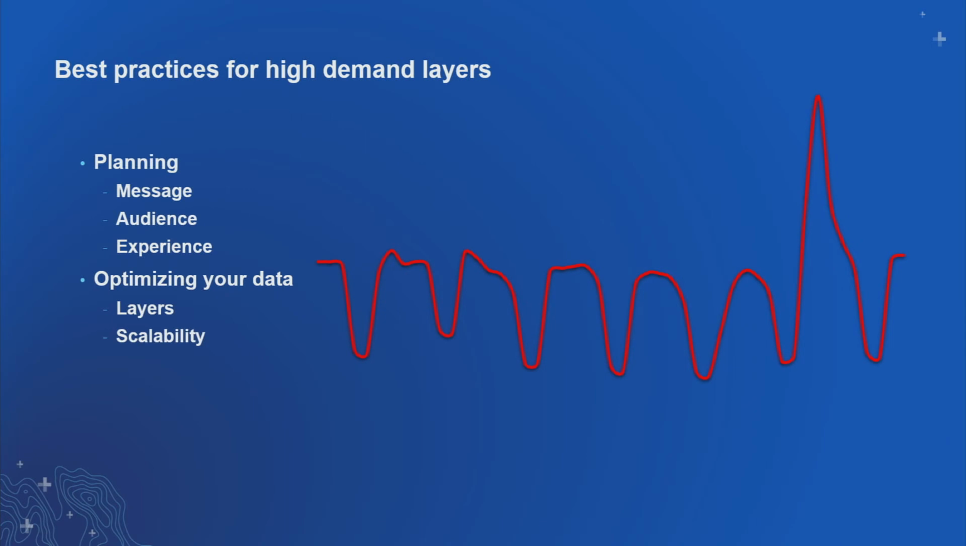Okay, so as we talk about best practices for high demand layers, today we're going to break this into pretty much two sections. The first of which we'll talk about planning, determining what your message is with your data. We'll talk about who your audience is, who's going to be viewing your data in your apps, and then the experience, which is pretty much the combination of the first two. How will your audience perceive the message that you're trying to get across? And then we'll dive a little bit deeper into the optimization of your data. We'll talk about layers, layer types, and different layer settings, as well as talk about scalability.